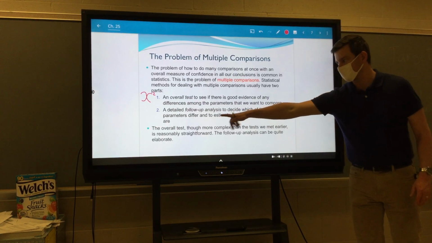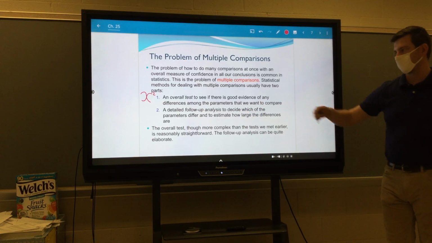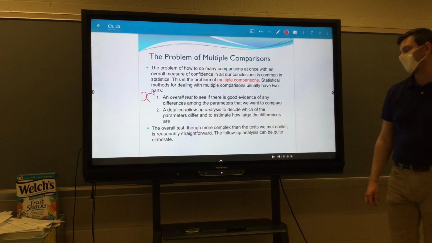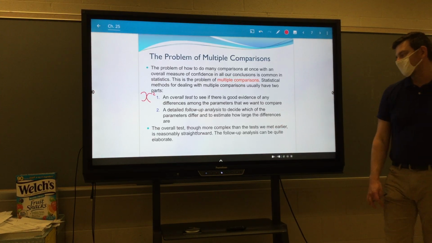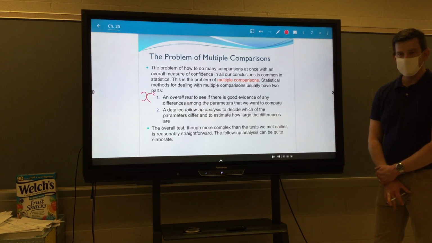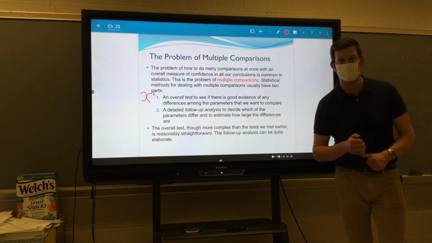So we'll get into a little bit of this at the tail end of our lesson today. But it's a two-part thing. The overall test, though more complex than the tests we saw earlier, the z-test and the t-test, is reasonably straightforward. The follow-up analysis can be quite elaborate depending on how many different things you need to consider.